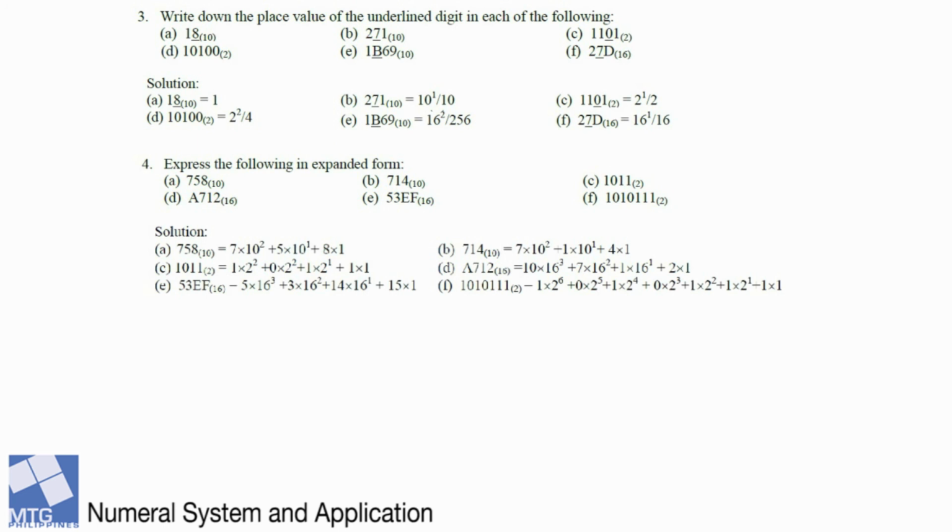So this given will be equal to 5 times 16 raised to 3 plus 3 times 16 raised to 2 plus 14 times 16 raised to 1 plus 15 times 16 raised to 0. For part F, we will have 1010111 base 2. This will give us 1 times 2 raised to 6 plus 0 times 2 raised to 5 plus 1 times 2 raised to 4 plus 0 times 2 raised to 3 plus 1 times 2 raised to 2 plus 1 times 2 raised to 1 plus 1 times 2 raised to 0.